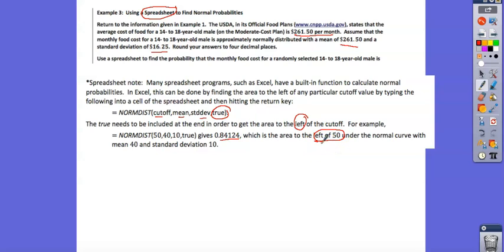So it's kind of similar to the table. It's only going to give you the area to the left, okay? But you don't have to have the z-score. You don't have to go in there and figure out the z-score, so it's still a little bit nicer than just the plain graphing calculator.